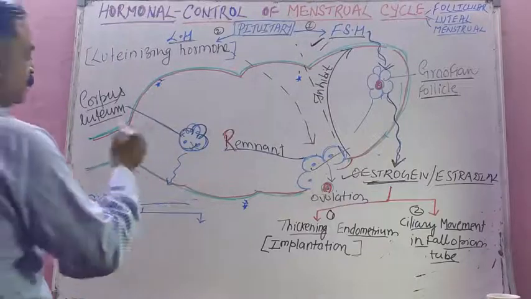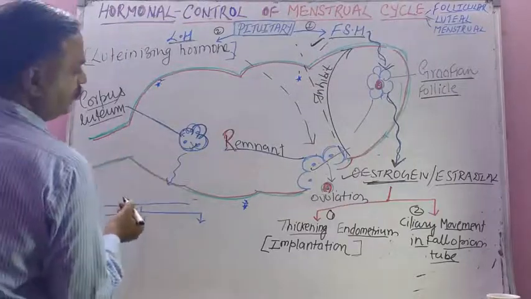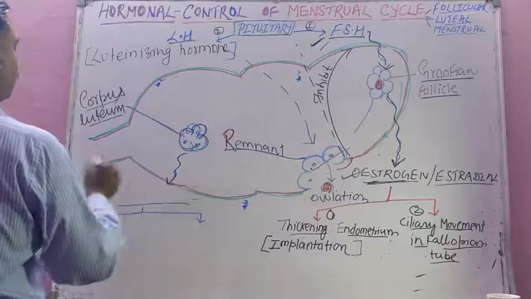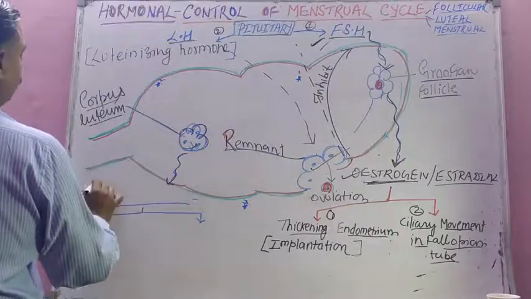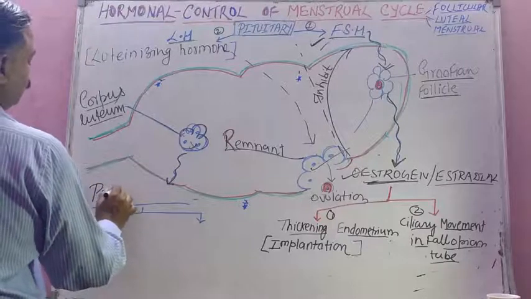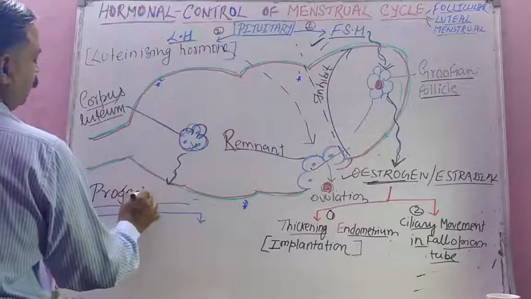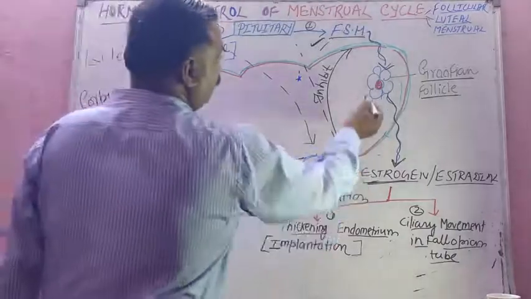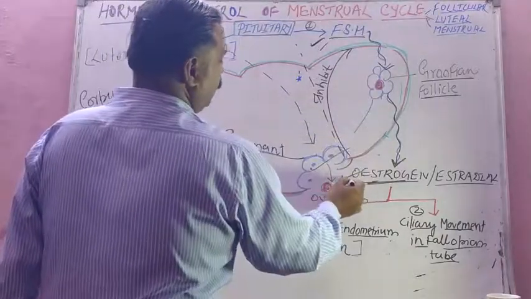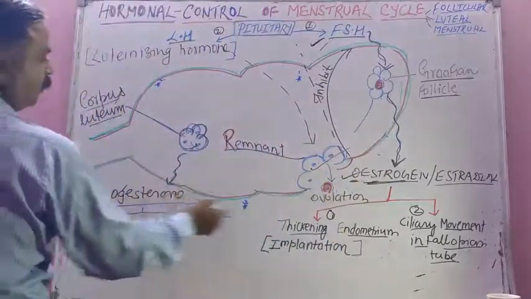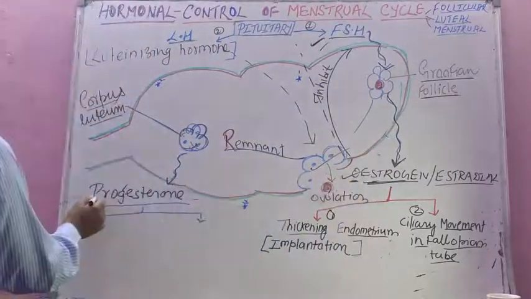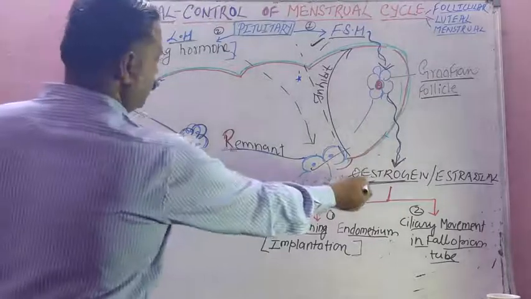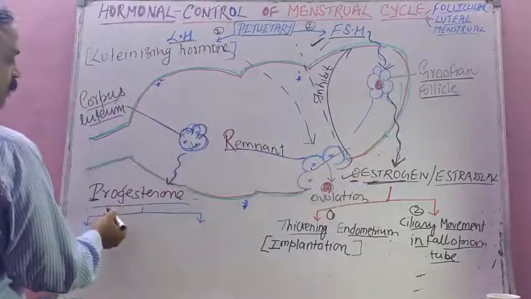And now the last very important concluding step. Now this corpus luteum starts secreting the second female hormone also, that is progesterone. Already it was secreting estrogen. Remember, students, O comes first in the alphabet and then P comes. O for estrogen and then P for progesterone. So don't be confused. First estrogen is secreted, then progesterone.